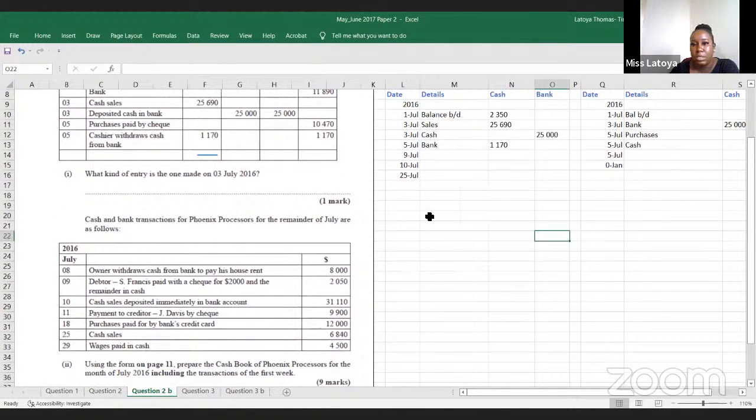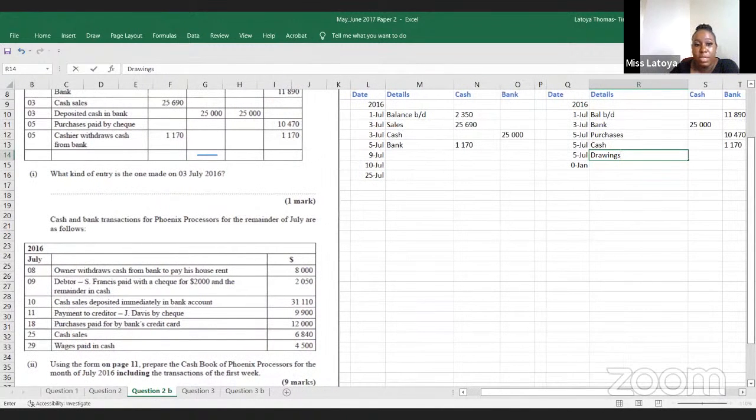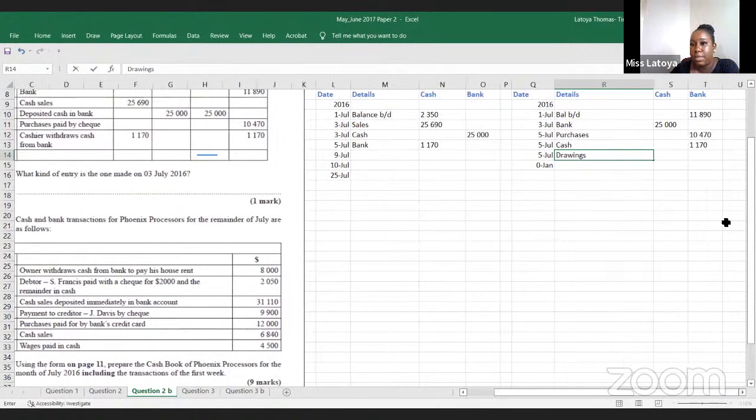to the 29th. So owner withdraws on the 8th, owner withdraws cash from bank to pay his house rent. Okay, so again, payments is going to come on this side. So that's going to go on the drawings. The amount was 8,000. Again, where did the owner withdraw it? From bank. So it has to be here. 8,000.